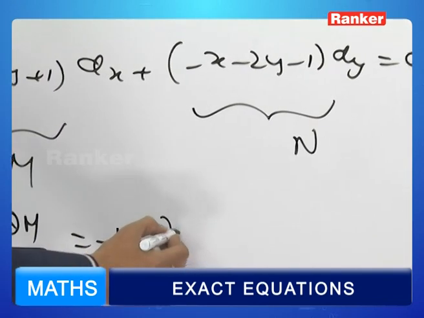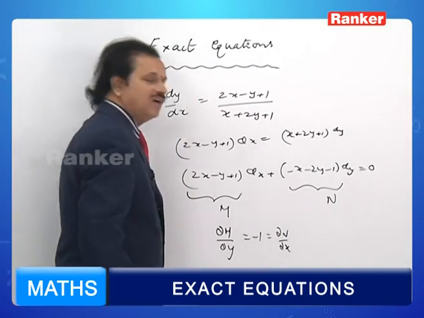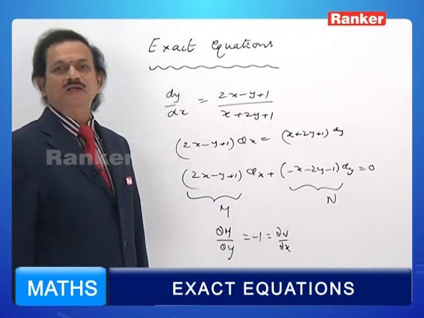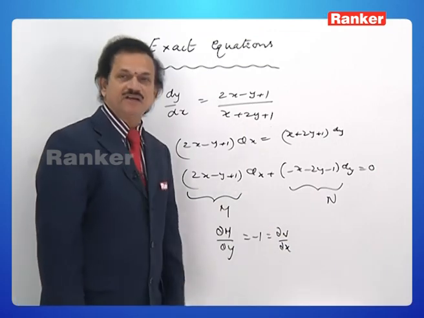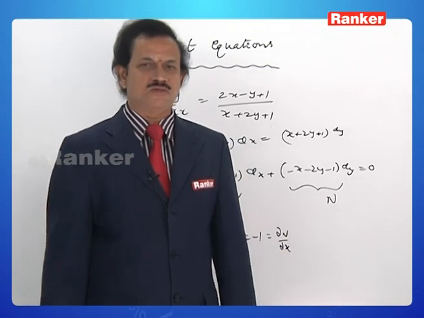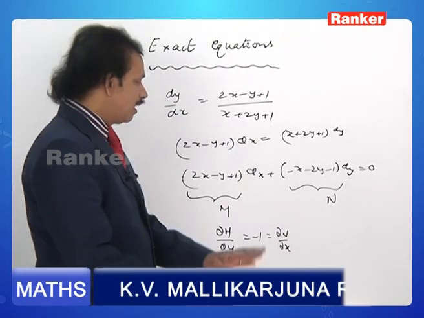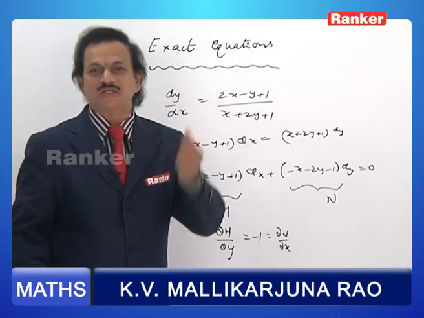Oh, we should feel happy that the given equation is absolutely exact. Why? Because we are happy to observe that both these partial derivatives coincide. That is, ∂M/∂y equals ∂N/∂x. Well, this is exact. Now only one thing remains. So what is that? Obtaining the solution.